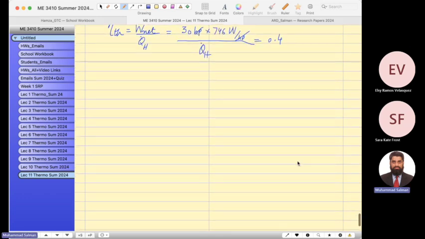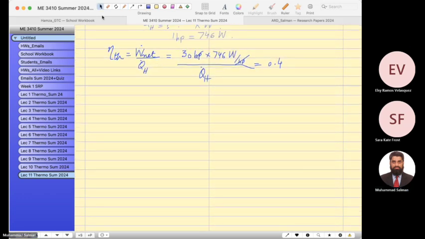And you just solve this math. So let's do this math together. So 30 times 746 divided by 0.4. About 55950 watts, correct? Or 55.95 kilowatts is the heat being supplied to the engine to perform that much work output, which is the horsepower.